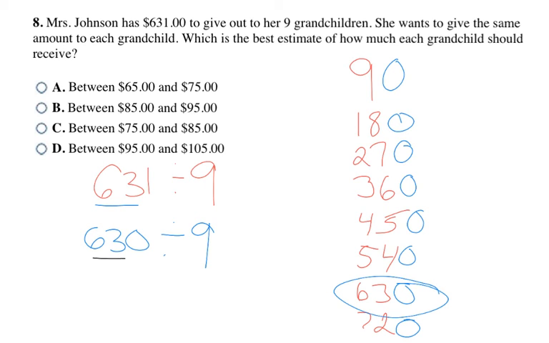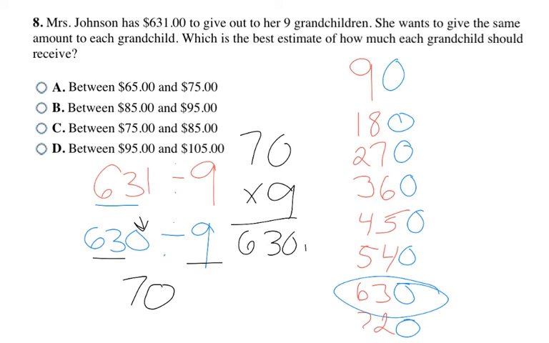And I can look at those first 2 numbers divided by 9 to estimate. So 63 divided by 9 is 7. Add the 0 back on from the 630. And if I were to check it, 9 times 70 is equal to 630. So it checks out. So that means that my answer is going to be approximately 70, which is between $65 and $75. So that's going to make my final answer A.